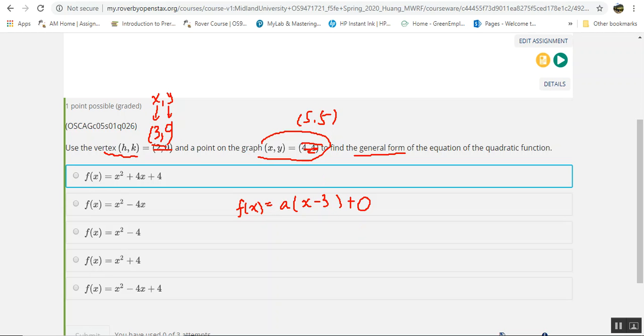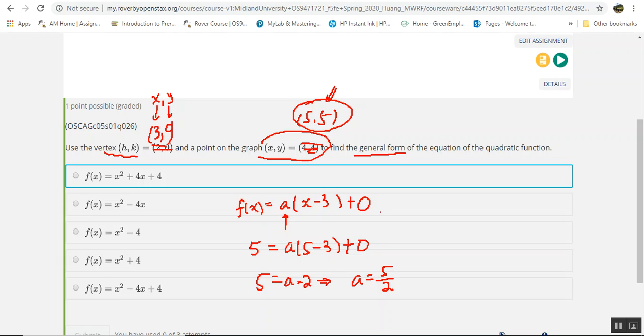And now, what's the role of the second point? It will help me find this a. Because when this point says 5 and 5 is on the graph, that means when the y coordinate is 5, the x coordinate is 5, right? So I can do a quick algebra here. 5 equals a times 2. Therefore, a is equal to 5 halves. So now I know my function looks like this.